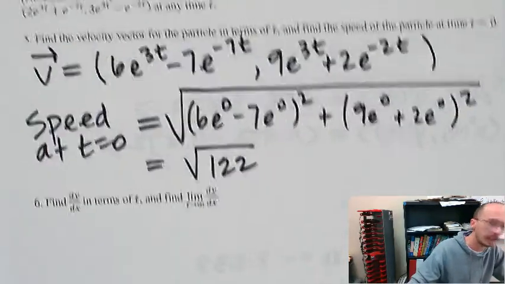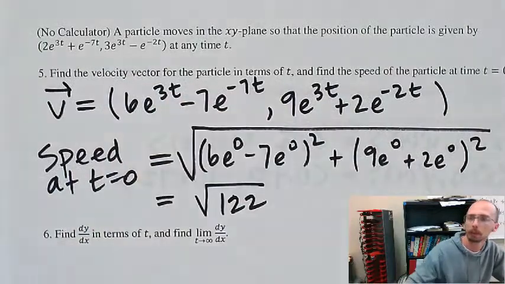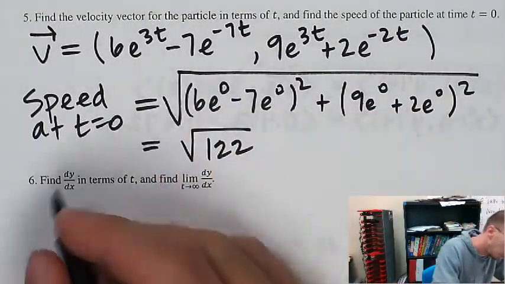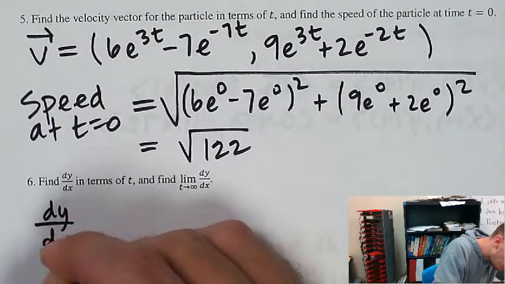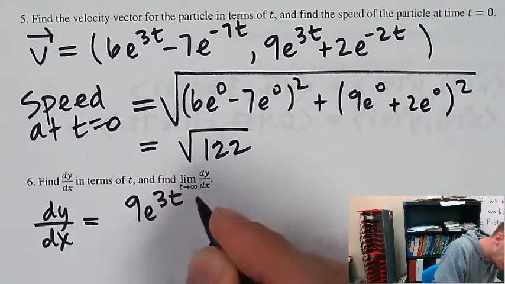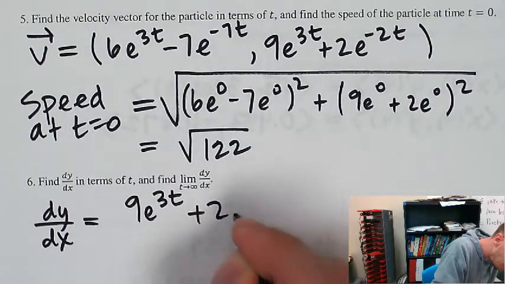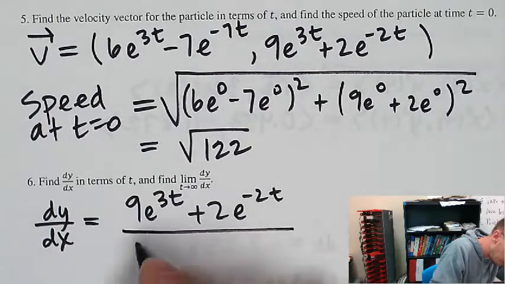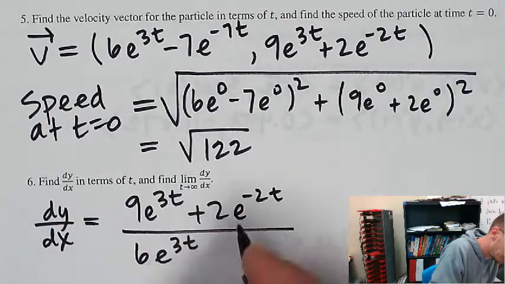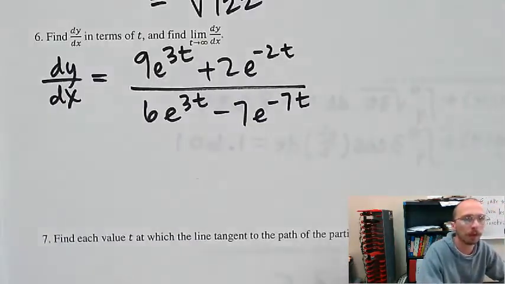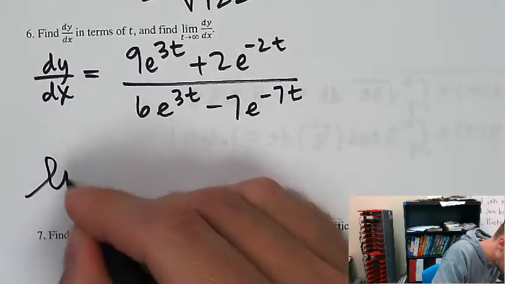So I'm going to write dy dx is going to be y prime divided by x prime. And I've got y prime and x prime listed here in my velocity. So dy dx equals 9e to the 3t plus 2e to the negative 2t over 6e to the 3t minus 7e to the negative 7t. All right, that's my expression for dy dx.